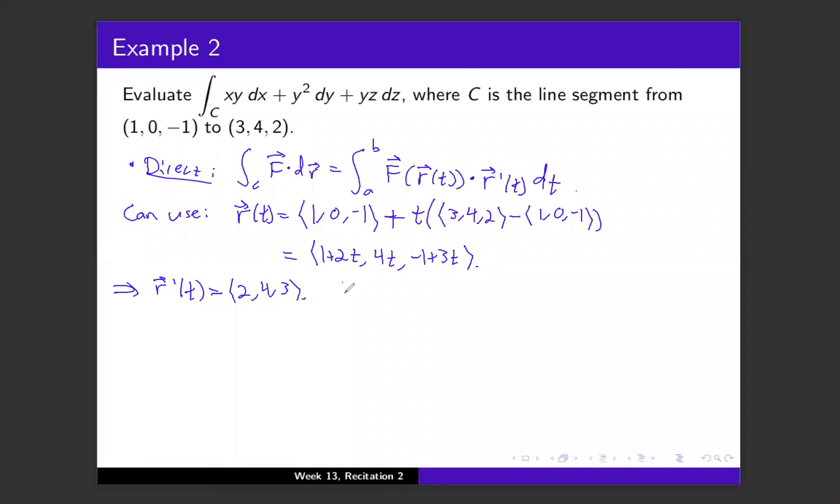Now, meanwhile, you need to know what F of r of t is, and F of r of t is just plugging in these functions for x, y, and z in terms of t exactly as you see them. In this case, that means x times y is going to be 8t squared plus 4t in the i direction. y squared is going to be 16t squared in the j direction. And then yz in the k direction is going to be 12t squared minus 4t.